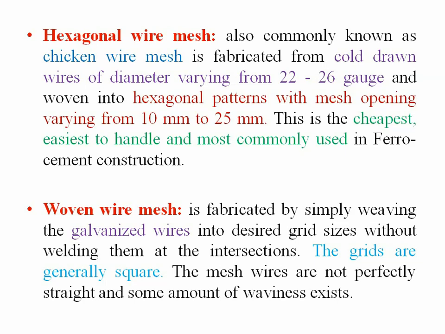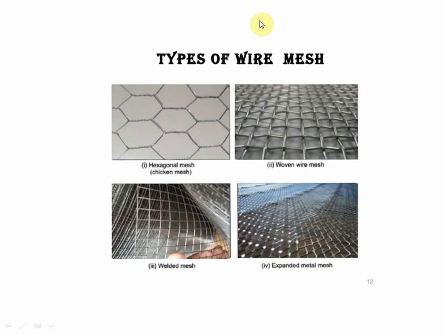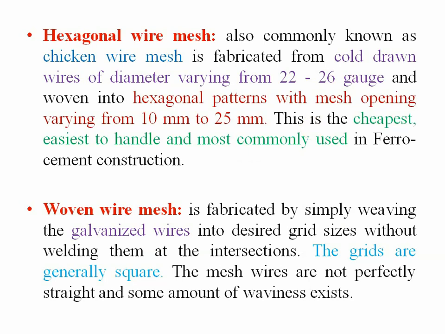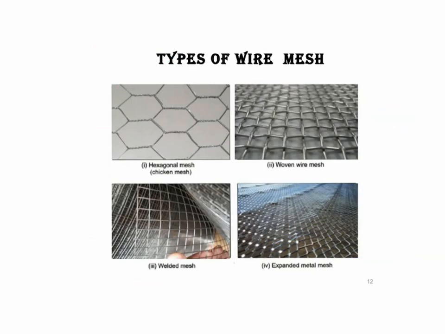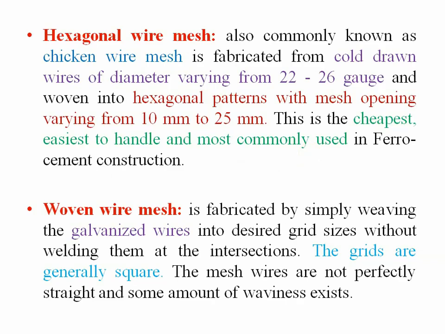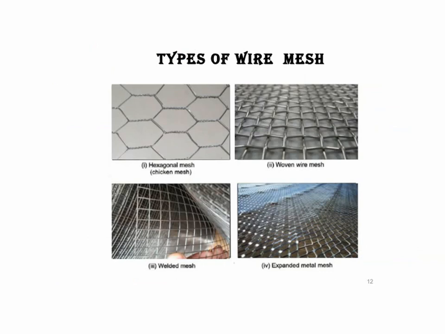It is fabricated by weaving the galvanized wires into the desired grid sizes. Weaving is nothing but, as I told, passing on one another. So weaving the galvanized wires into grid sizes as per the requirements, without welding them at the intersections. You can see here these are not welded. Okay, so the grids are generally square. Here you can observe that these are generally in a square format.